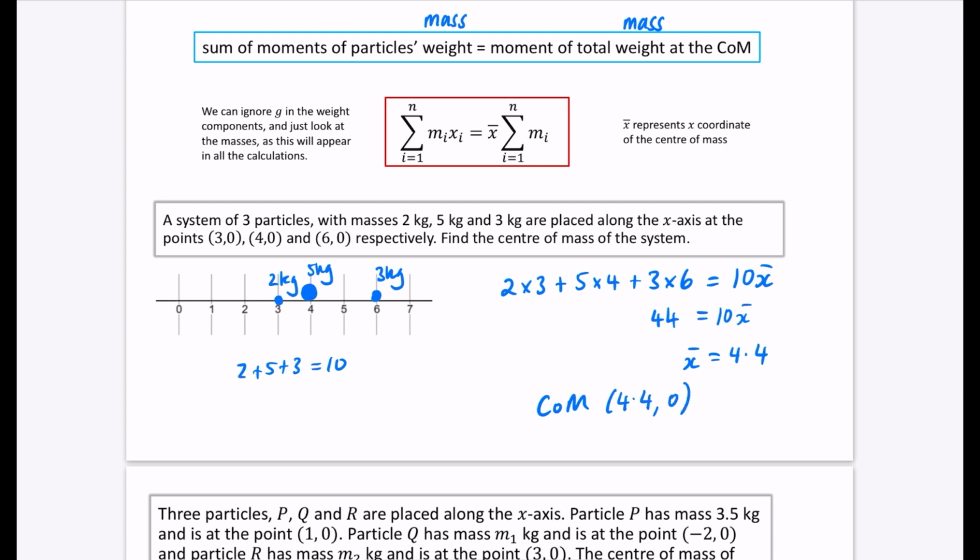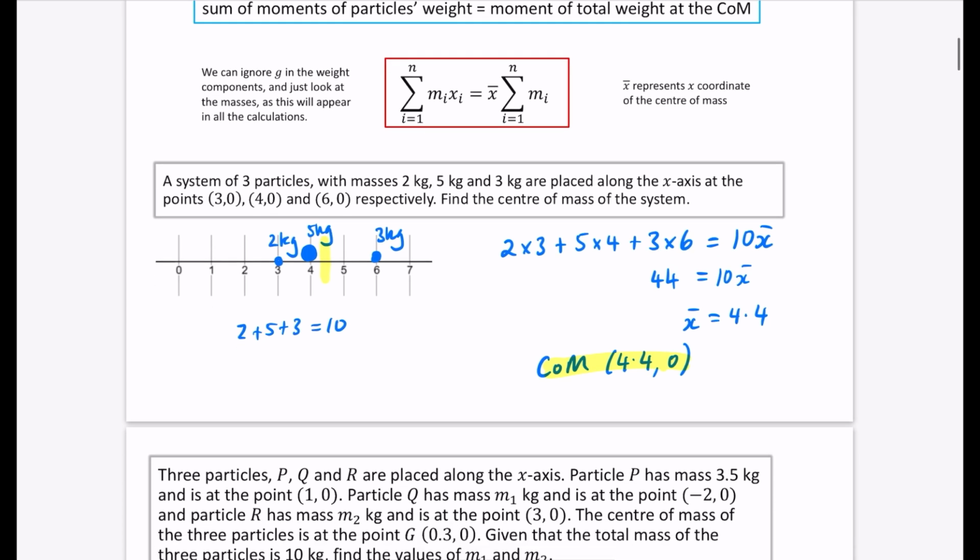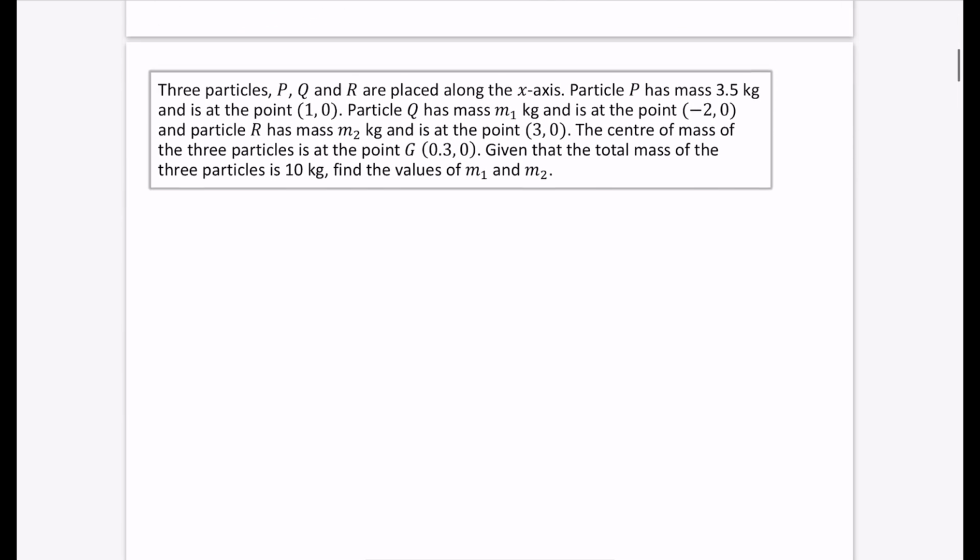I'm just going to mark that on here as 4.4. So the center of mass is actually acting at this particular point. So instead of having it as 3 particles, we could pretend that it was one single particle of 10 kilograms that was at 4.4. Now, of course, we could ask questions where we do have some other unknowns.